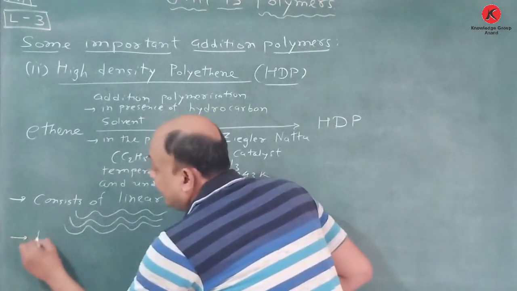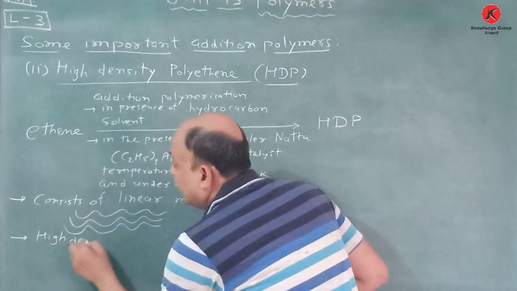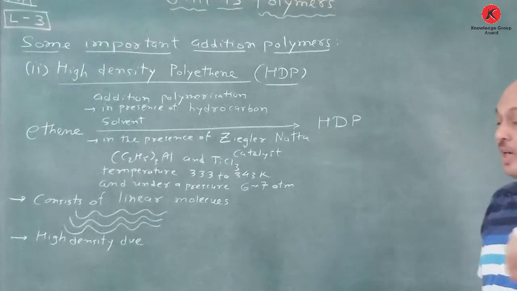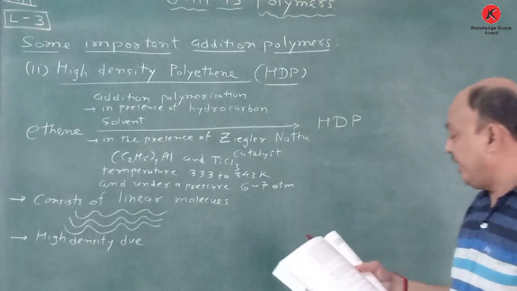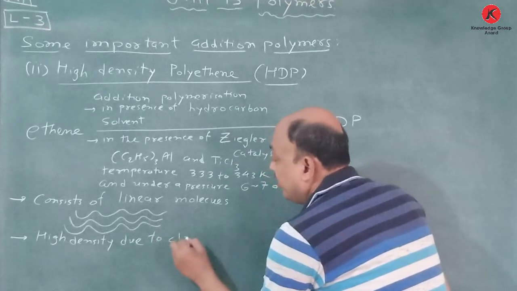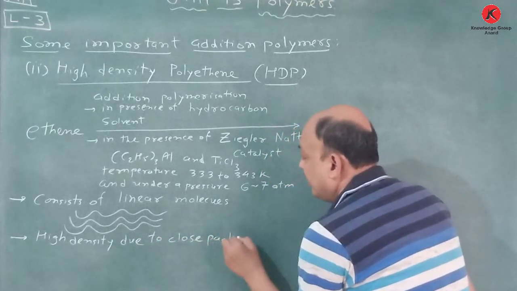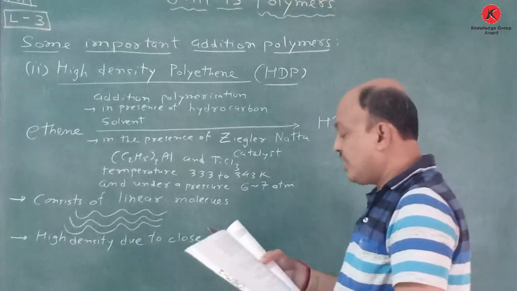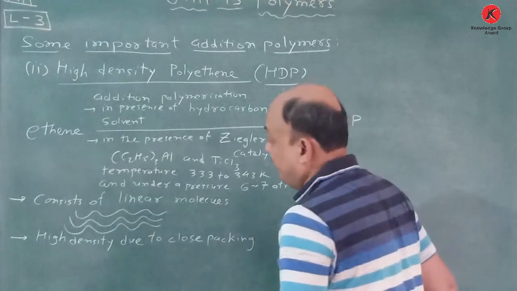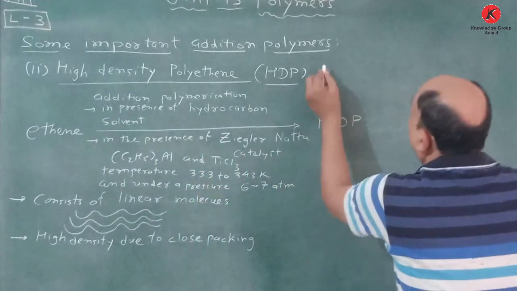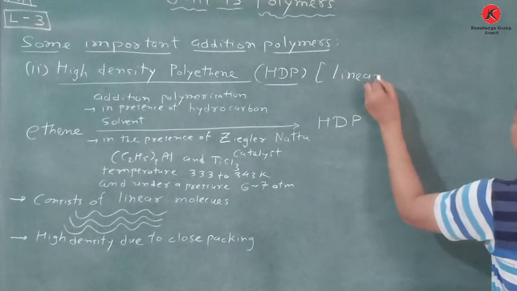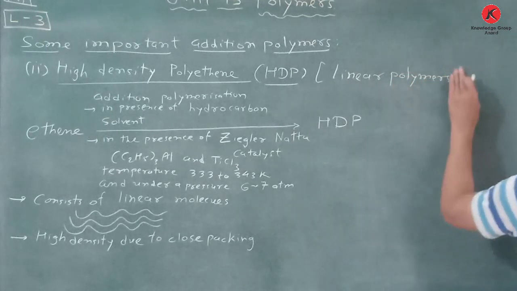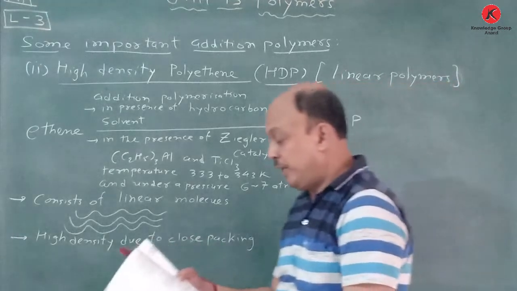Here high density, because the pressure is low and the temperature is low, so there the density will be high, but due to close packing. Close packing is important. Underline this. Okay. Such polymers are also called linear polymers. So this polymer is also called linear polymers.